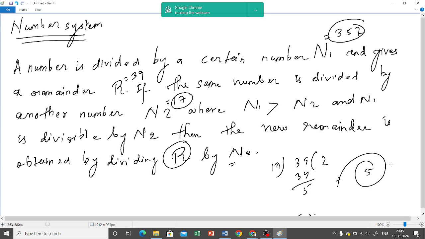Is that correct? Is that okay? Supradev, Nirajji? Yes, sir.